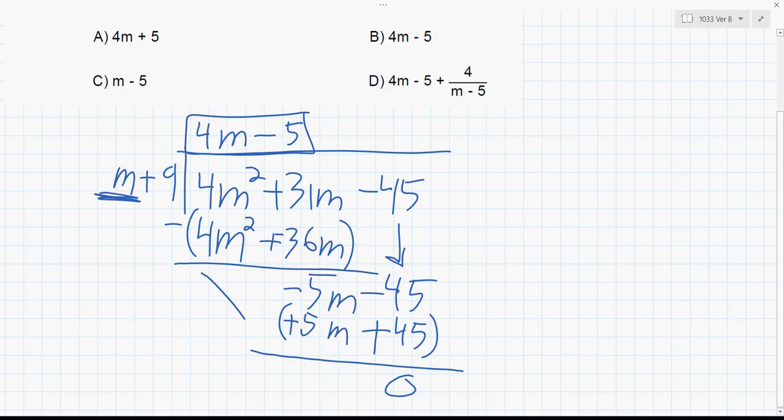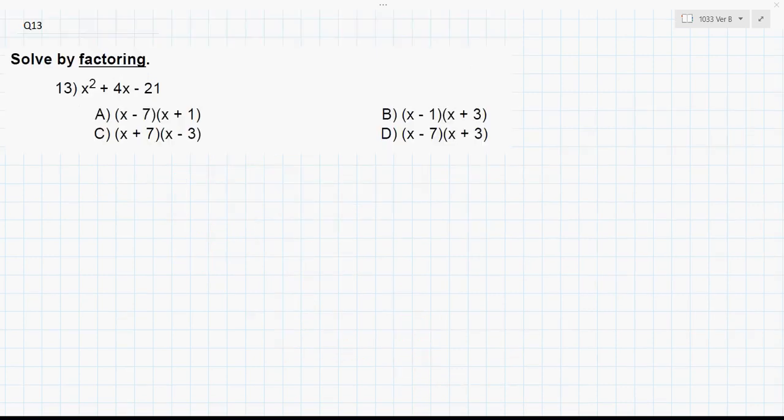Question 13, we're going to solve by factoring. Let's see if we can quickly factor this number here. We're going to have an x squared plus 4x minus 21. We're going to say, since its x value does not have a coefficient, it's going to be x times x.